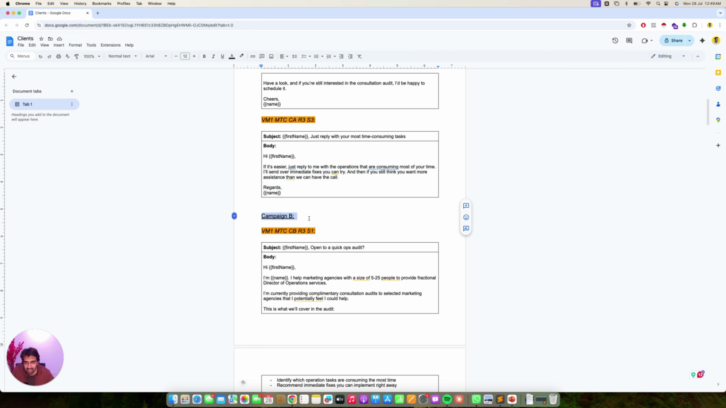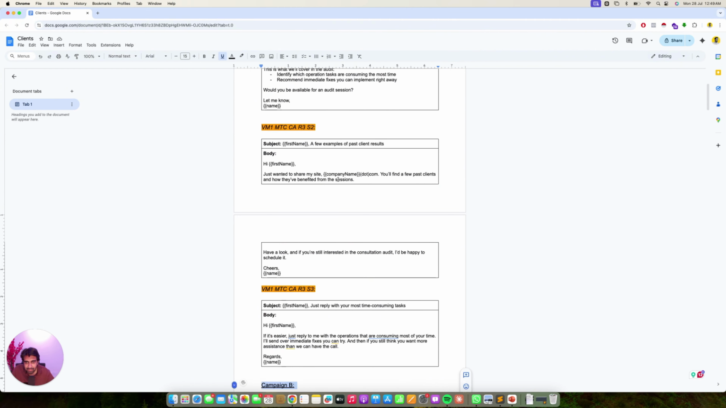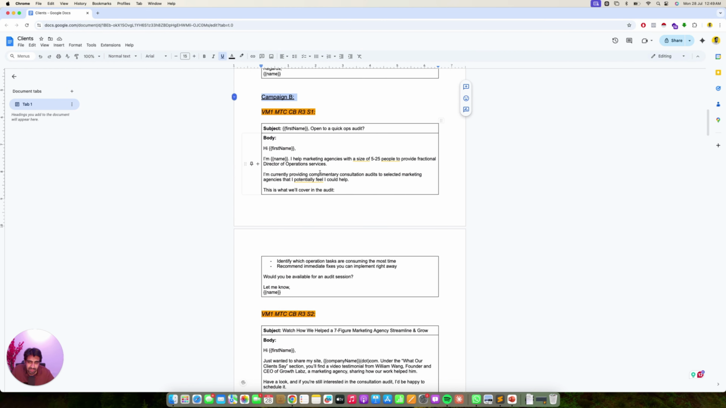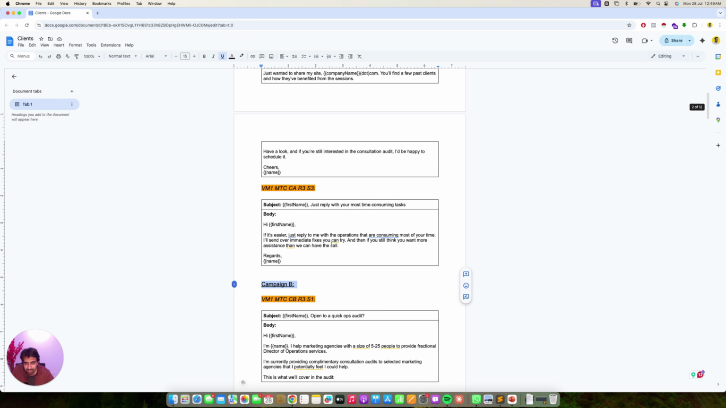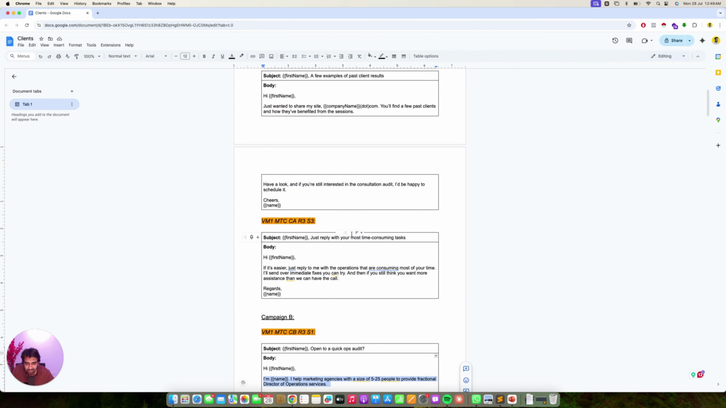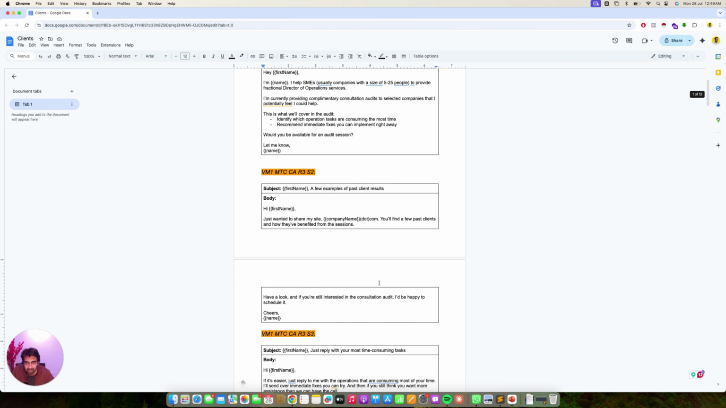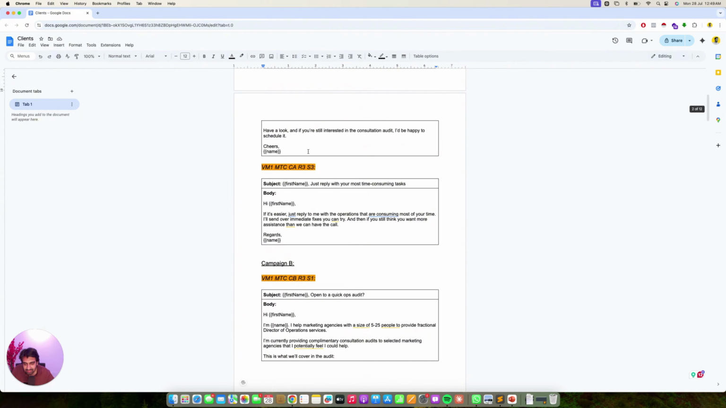That's campaign A. Now going on to campaign B, it's kind of similar to these campaigns. I would say the copywriting changes. If I'm not wrong, the subject line is the same, but if you take a look at the copywriting, it's a bit different. Here, I directly say that I help marketing agencies with 5 to 25 people. Let's take a look here. Yes, I say SMEs here. This particular copywriting I would have taken from round 2. Again, to understand why I take from round 2, you have to watch the MTC video.